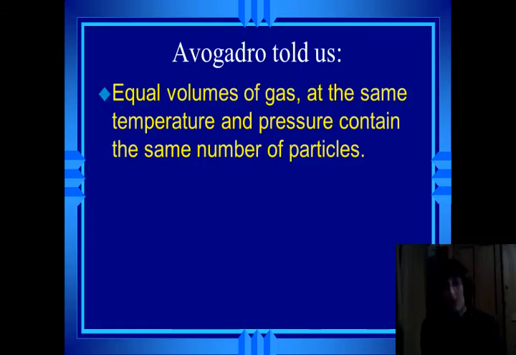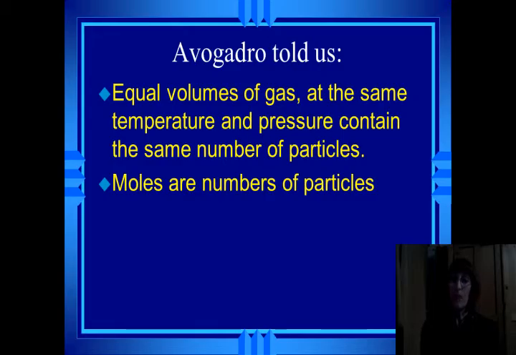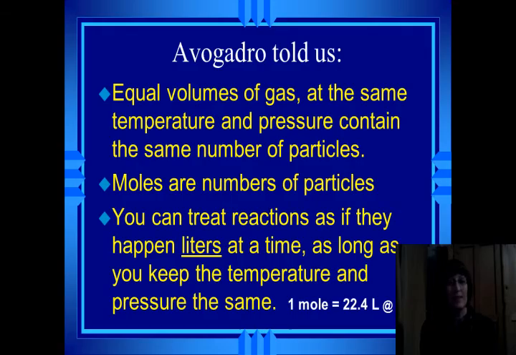Okay, how do we know this? Because old Avogadro, he's the guy that figured out, hey, if you've got equal volumes of a gas at the same temperature and pressure, they contain the same number of particles. Moles are numbers of particles, yes? 1 mole has 6.02 times 10 to the 23rd particles, so it works nicely. What that means is you can treat reactions as if they happen in liters at a time, as long as you keep the temperature and the pressure the same.